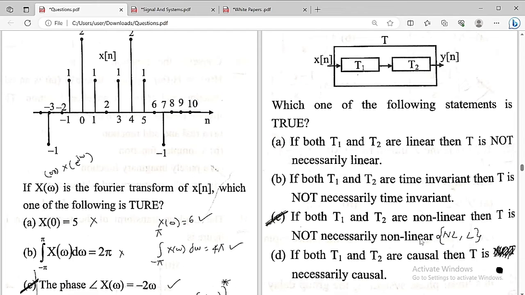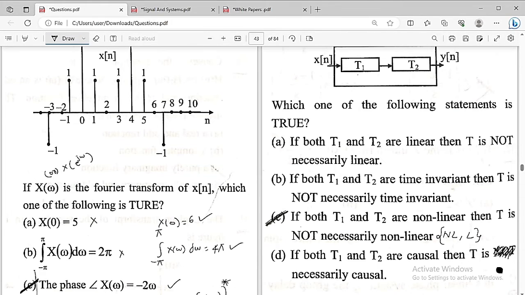So I wanted to bring up one important statement: whenever you cascade two non-linear systems, the resultant system can be either a non-linear system or a linear system. And similarly, the cascading of two causal systems always gives you a causal system. This point you always have to keep in your mind here. So this is the correct solution to this question. If the "not" were not there, this would also be true, but here they have kept "not". So option D is also wrong. Option C is the correct solution to this question.